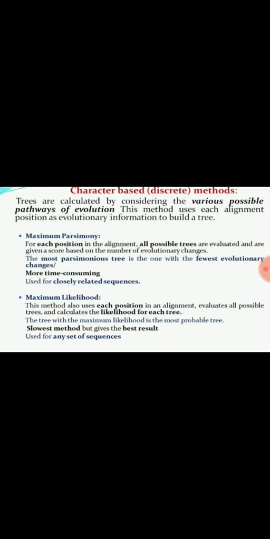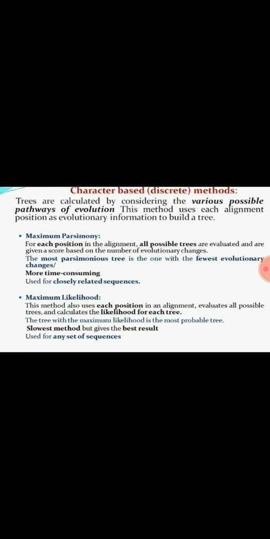You can take that position in that alignment or phylogenetic tree, and for that position compare with all the possible trees. Okay, the 3 trees are evaluated and given a score based on the number of evolutionary changes. Suppose I have given 3 trees and one point in one tree. You have to score the evolutionary changes from that point in all 3 trees and calculate the number.